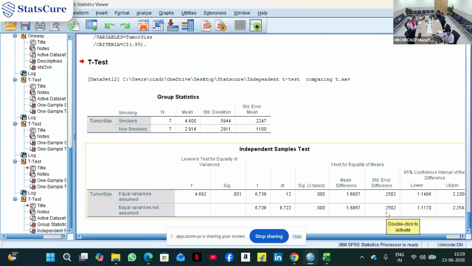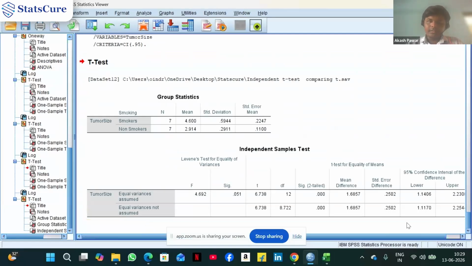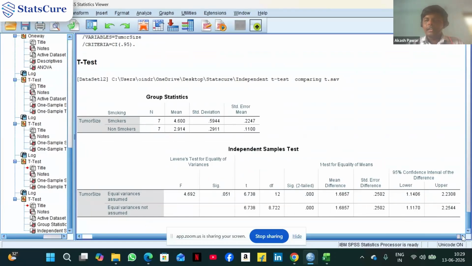So here SPSS gives a very well-defined output where it also describes the data with mean and standard deviation, and then gives a detailed comparison as well. About the equal variances, would you explain also? Yes, there are two assumptions fundamentally. First of all, we are going to compare the mean between smoker and non-smoker. The first table shows 7 people are smokers and 7 are non-smokers, and their means were 4.6 and 2.91 along with the standard deviations.